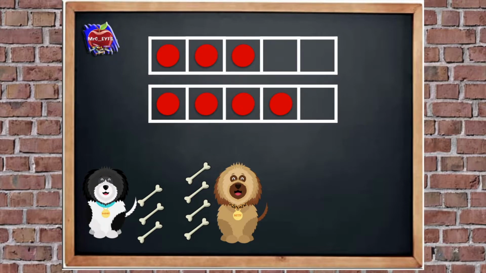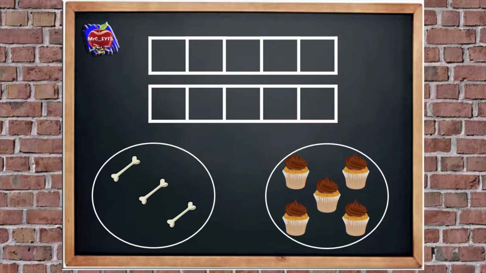But if Betty's got more, what does that mean Barney has? What word could we use? Yeah, he's got 3. We could say he's got less. So let's try and use this word. We're going to use the word fewer. So can you say fewer? Excellent. So Betty has more and Barney has fewer. Well done. Right, we've got 2 groups now. So are there more bones or are there more cakes?